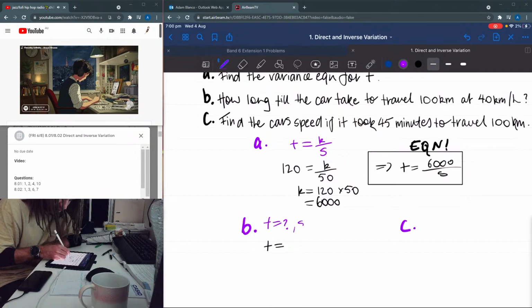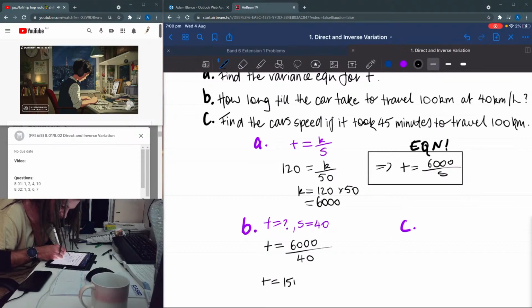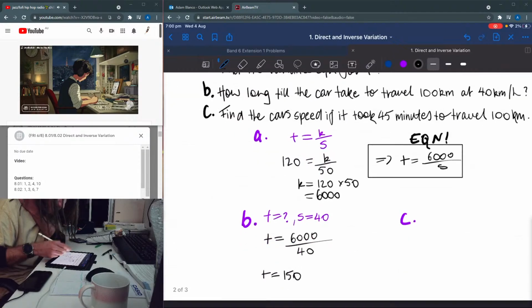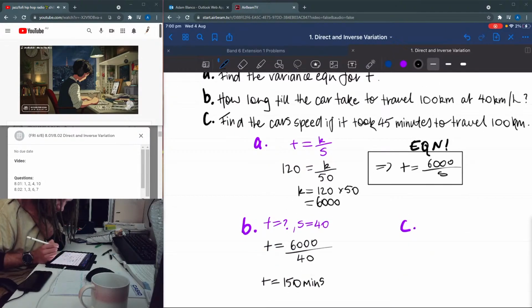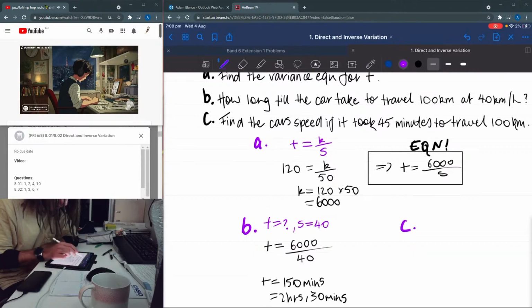So maybe I'll write down what I have. I know the speed is 40, but t is what I don't know. So 6,000 on 40, that means t equals 600 on 4, or 600 divided by 4, which is 150. What units is this in? Minutes. 150 minutes. That's 2 hours, 30 minutes. Is that right? Am I actually that good at maths? Yes.